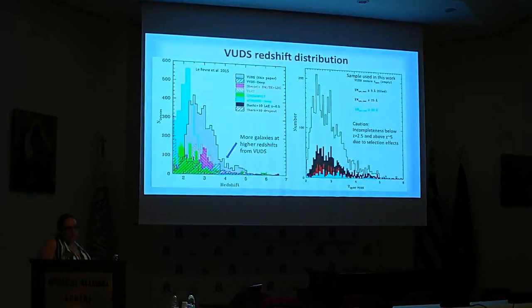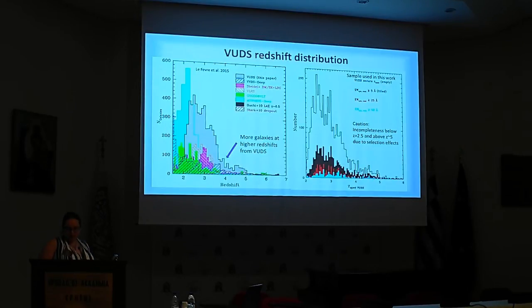If we look at the overall redshift distribution for the VUDS survey, on the left you can see it in comparison with other spectroscopic surveys that were available at that time. You can see that from a redshift of about 2.5 and above, we're adding quite a significant number of galaxies to the mix that weren't available before. If I then distill that down to the sample that I'm actually using in the study, you see in the empty histogram on the right the about 4,000 sources I was mentioning, and then in color code the ones with increasing equivalent width. In solid black, we have equivalent width larger than 5 angstrom, in solid red larger than 25 angstrom, and in solid cyan the ones larger than 50 angstrom.